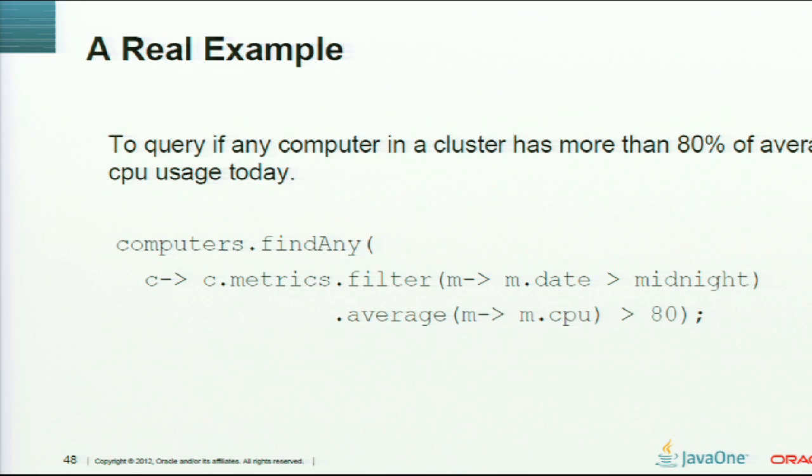And so the average of the CPU usage greater than 80, is that, okay, I want to look at all the CPU usage, and take the average since the beginning of the day, and find any, is a method that applies to a collection, and it will return true if any of the elements in the collection satisfy the condition, and the condition here is you want the average greater than 80.